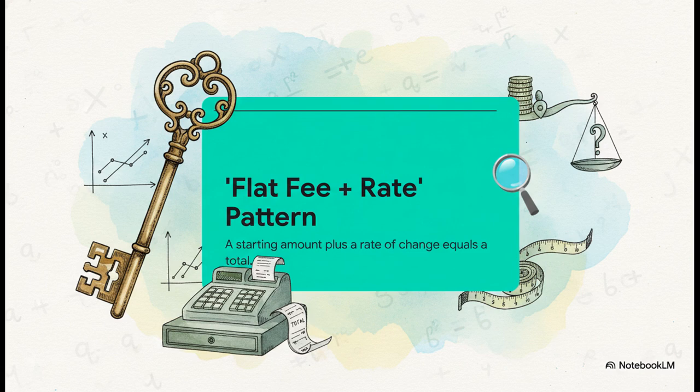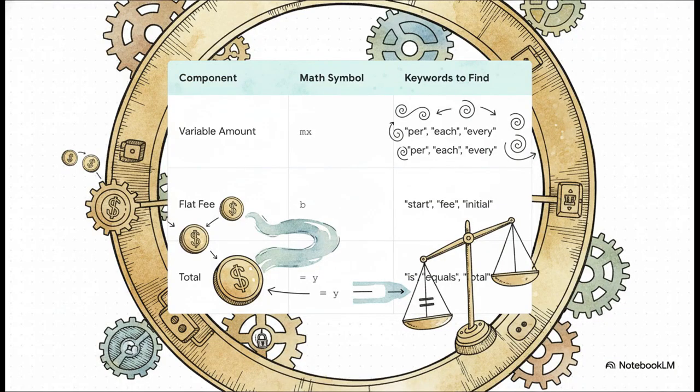There's some kind of flat fee or starting amount, and then you add an amount that changes at a steady rate. Put them together, and you get your grand total. And this, well, this is our official decoder ring. It tells us exactly what clues to look for.